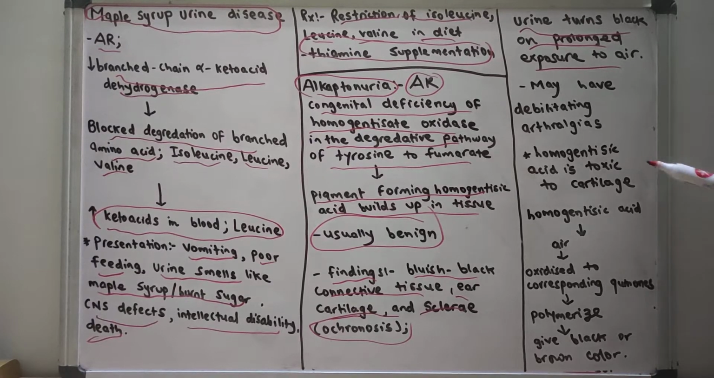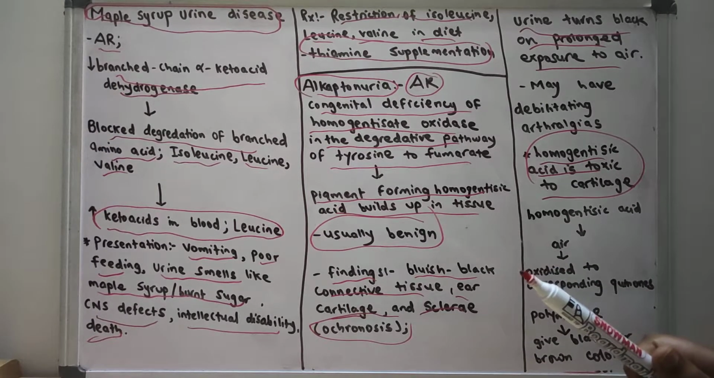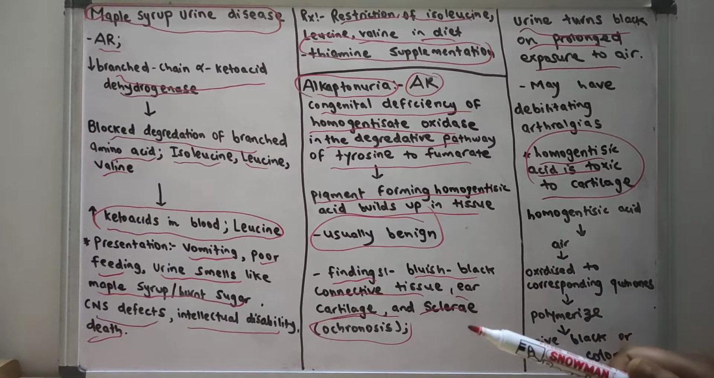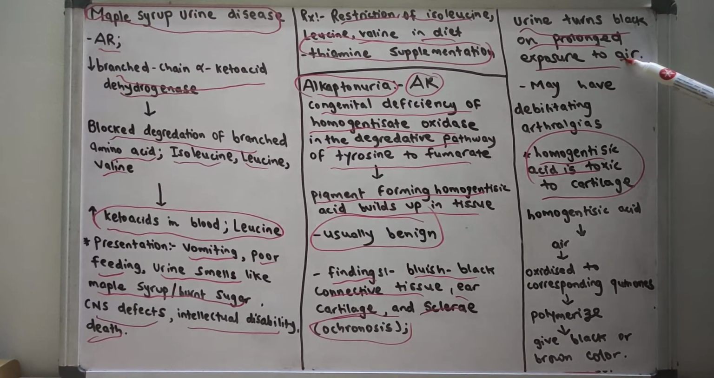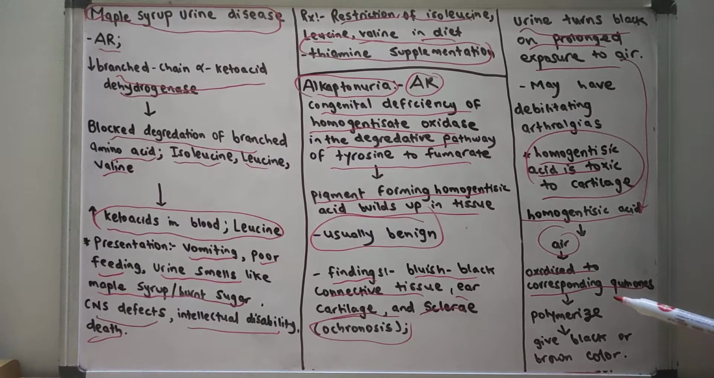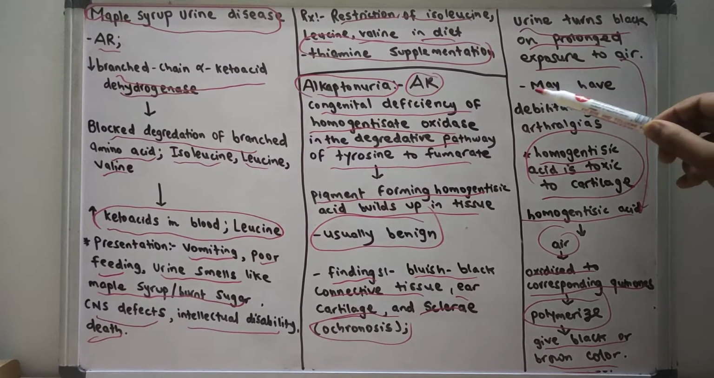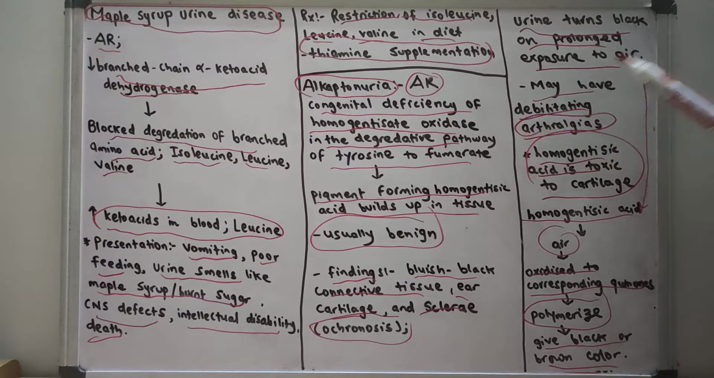What happens is that homogentisic acid is toxic to cartilage. So if there is accumulation of this homogentisic acid in the cartilage, there will be a toxic effect. And the urine turns black on prolonged exposure to air because the homogentisic acid is oxidized to corresponding quinones, and when the quinones polymerize, they give a black or brown color. Alkaptonuria may also have debilitating arthralgia. There is severe pain in the joints.